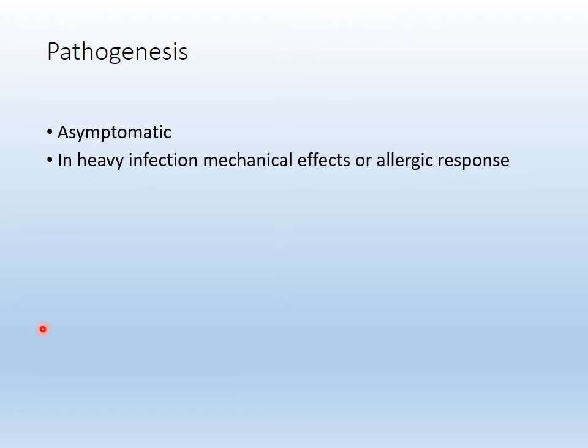So sometimes you will see that it may produce anemia. Again, the point to be noted here is that it does not feed on the blood like hookworm, which is Ankylostoma duodenale, which sucks the blood from the intestine. It would not feed on the blood, but due to attachment of this worm to the mucosa of the intestine, there would be oozing of blood, and a heavy infection may lead to chronic blood loss, which may lead to anemia.